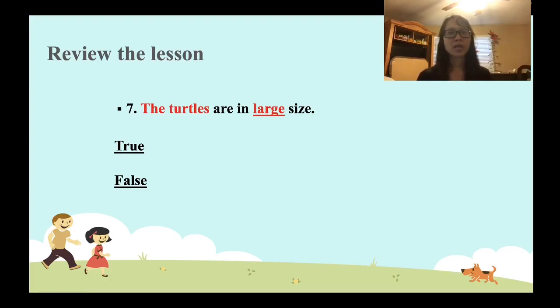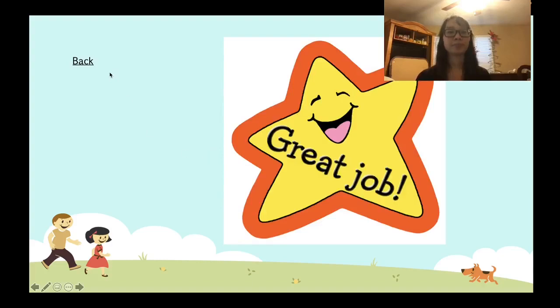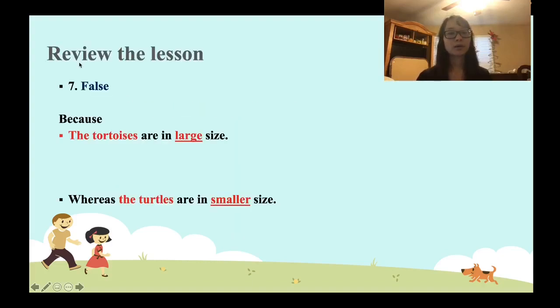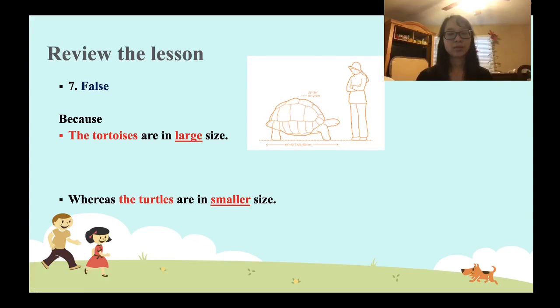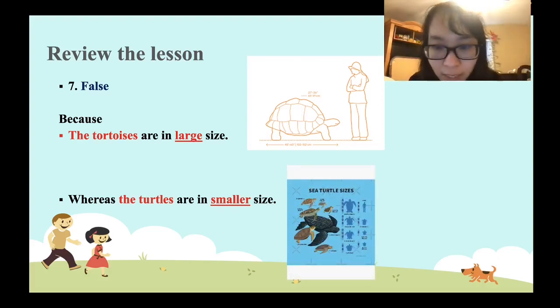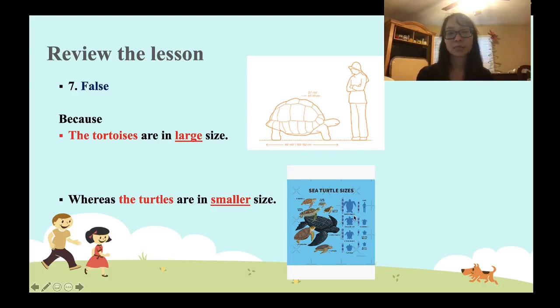The turtles are large in size. Do you think it's true? No. The right answer is false. Because tortoises are large in size, you see, whereas turtles are smaller. But we see the leatherback, they have a big size in the sea, while most sea turtles are smaller than the tortoise. The leatherback is an exception, but most of them are smaller than the tortoise.